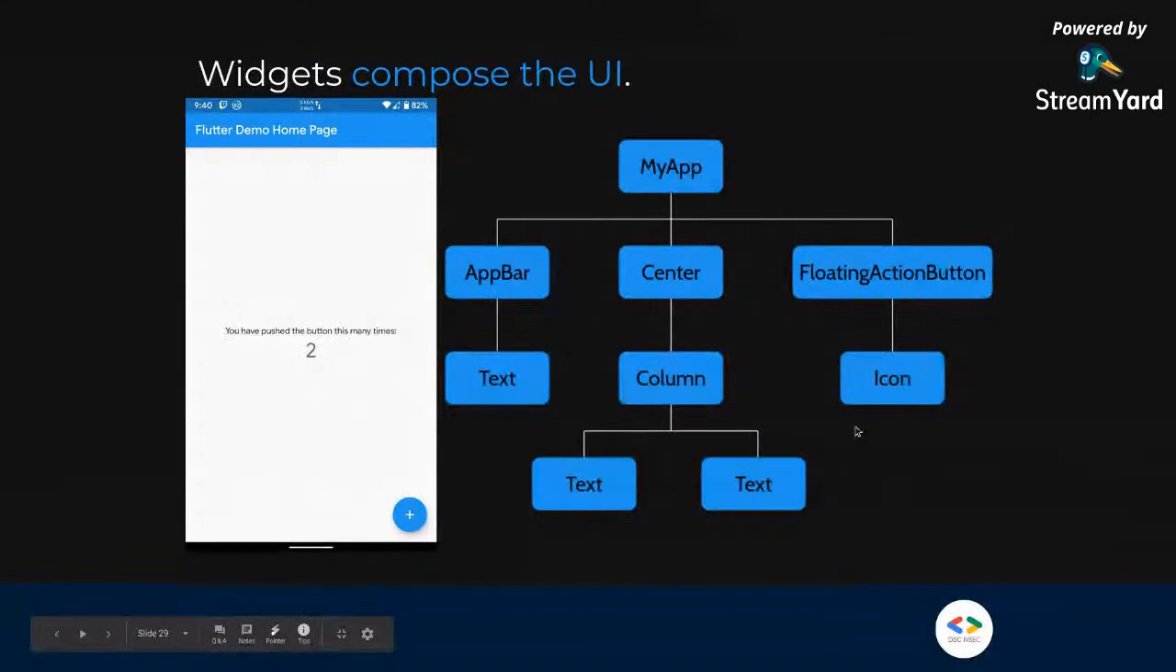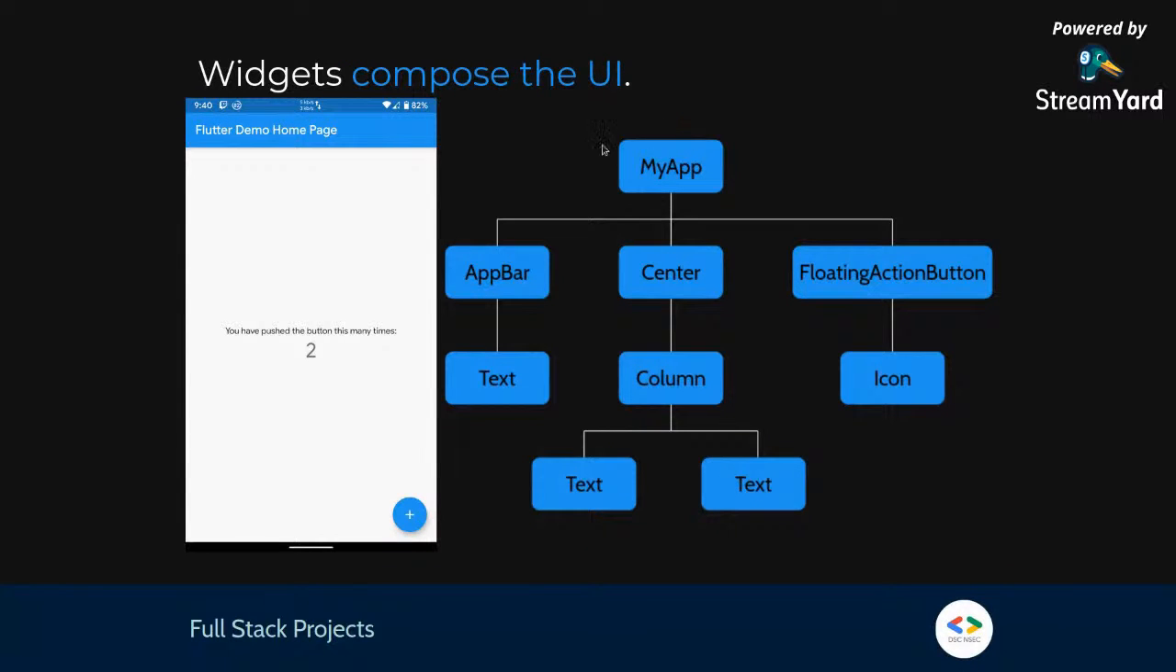On the right-hand side here, we have something called the widget tree. Now, what is a widget tree? A widget tree is a representation of the layout of the Flutter app in terms of who contains whom, and positioning and stuff like that.